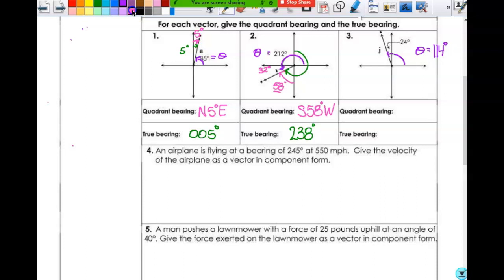My quadrant bearing, I would go north and swing out west, and that's that 24 that they gave me. So this is north 24 degrees west. Then my true bearing, if I start here, go all the way around to here, I've gone almost 360, but I have 24 more to go. So if I do 360 minus 24, that gives me 336, and that's my true bearing.